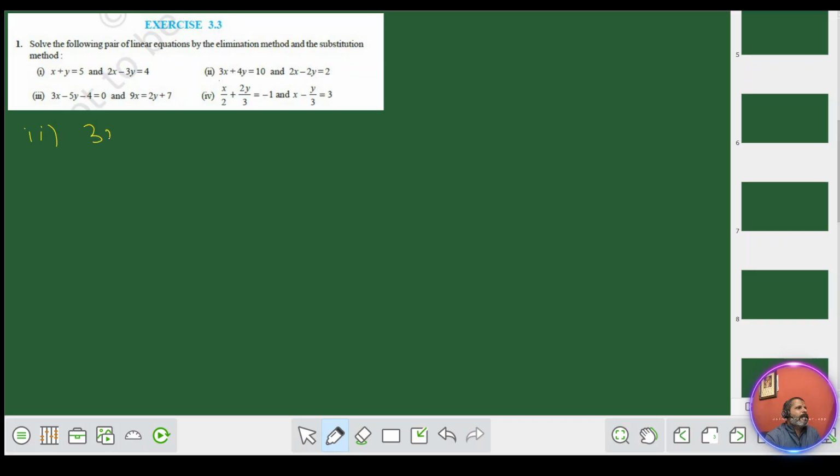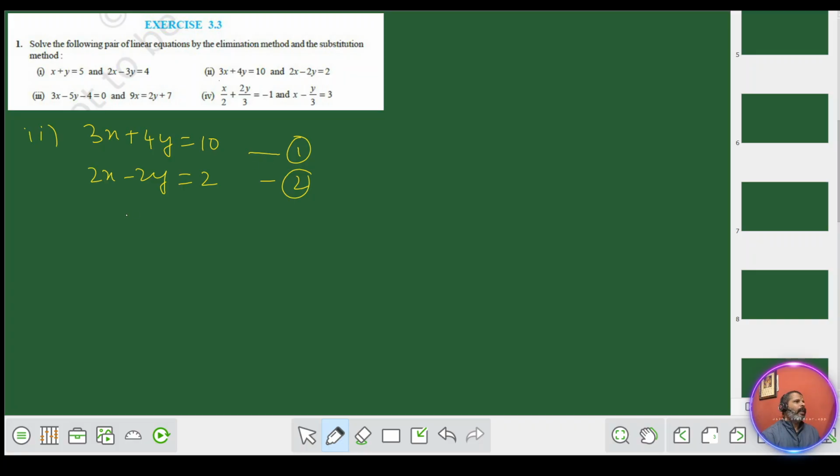Second one, 3x plus 4y equal to 10, 2x minus 2y equal to 2. See, here also we are considering the elimination method. I'm telling you again, not substitution, though they asked both the methods for solving the equations. Now, if you observe, none of the coefficients of x and y are the same here. So I'll just multiply this. This one I'll call equation 2.